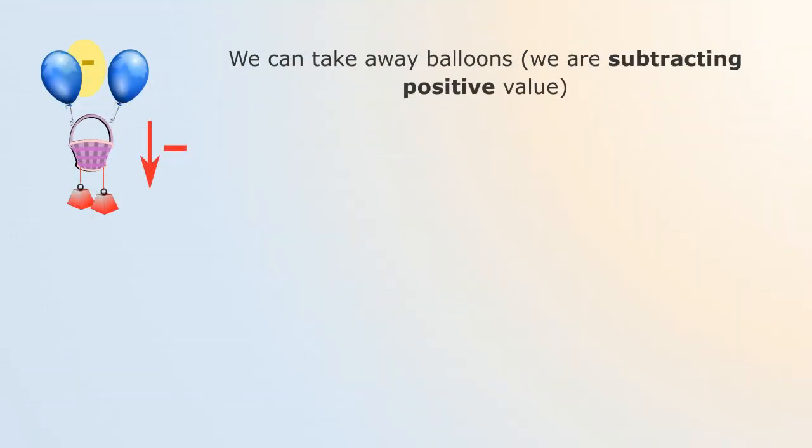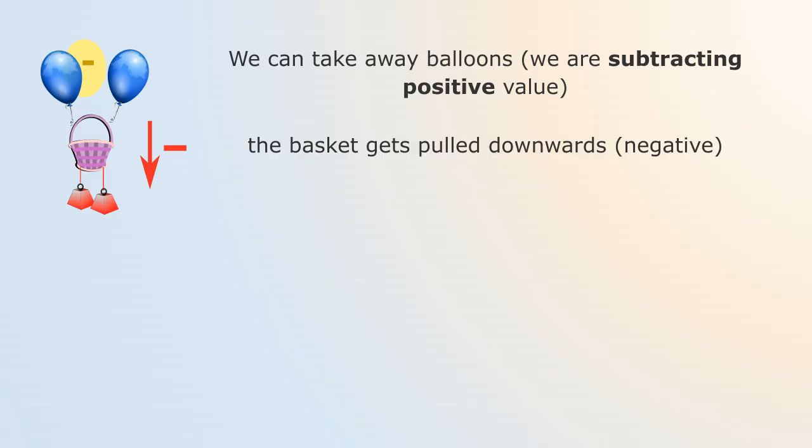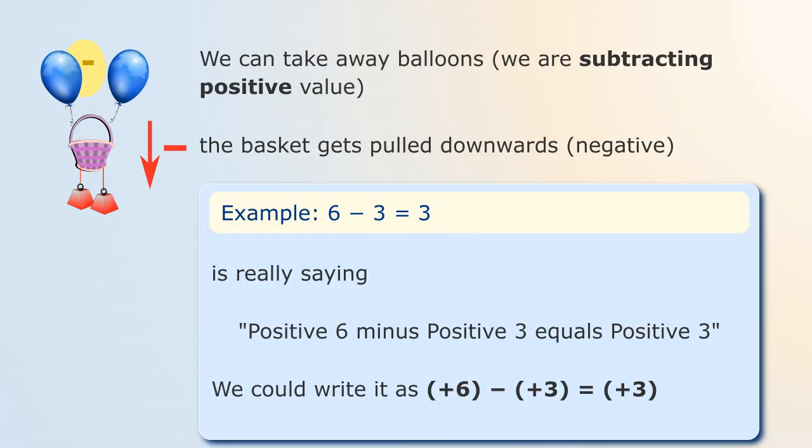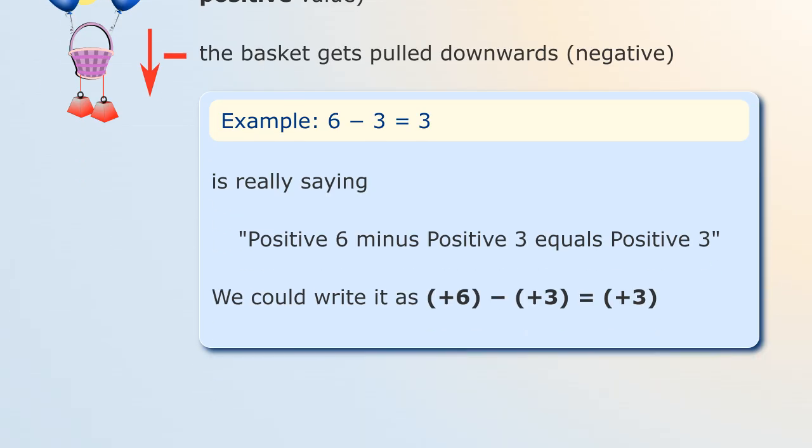We can take away balloons. We are subtracting positive value. The basket gets pulled downwards, negative. Example, 6 minus 3 equals 3 is really saying positive 6 minus positive 3 equals positive 3. We could write it as plus 6 minus plus 3 equals plus 3.